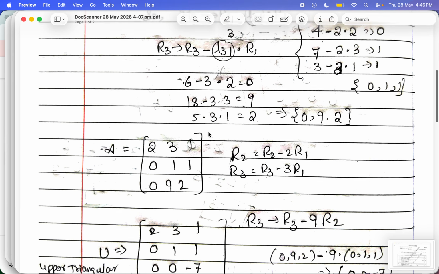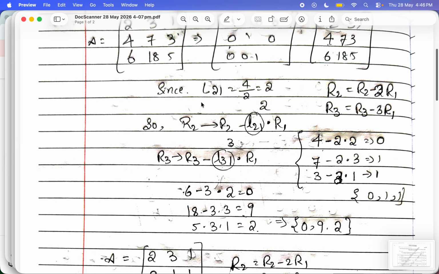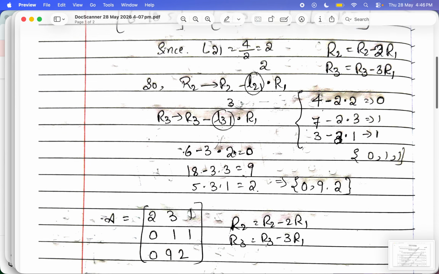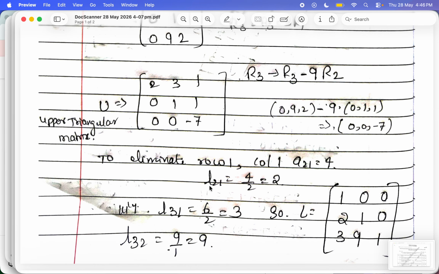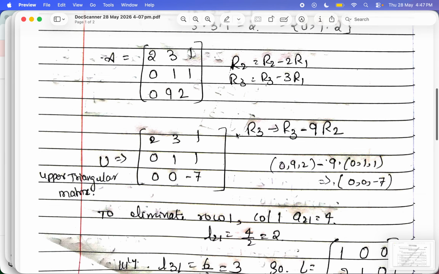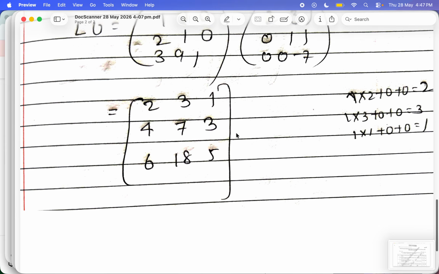So this is what we consider as the upper triangular matrix. In this process, automatically we have taken the lower values. The L of 2 1 value we have solved here, that is 2, and similarly here we have considered L of 3 1 as 3. This is how we consider the lower values: 4 by 2 is equal to 2, and 6 by 2 is equal to 3, and here 9 by 1, which is 9. So the lower triangular matrix will be like this.